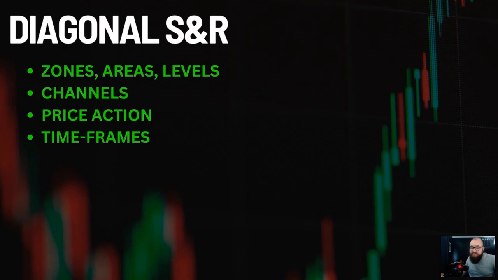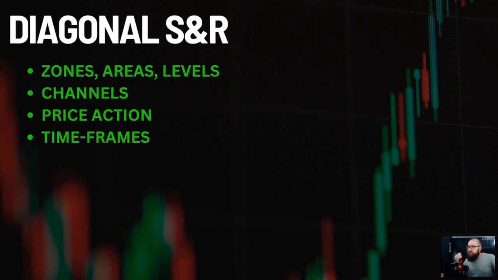If you want to practice these things, I suggest you do. Have a look at the charts, see if you can spot support and resistance and mark it. And if you're using a demo trading account, a paper trading account, you can watch how price reacts at these support and resistance zones that you've drawn.